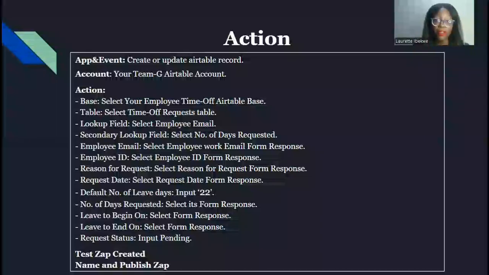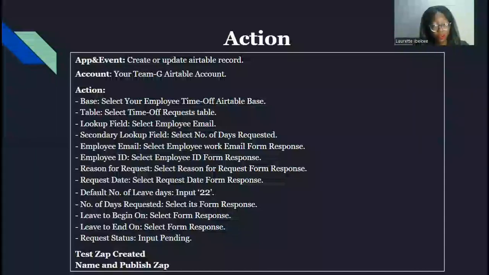You select the lookup field, and the lookup field should be a primary field, one that uniquely identifies the data. So you select your employee email, which is the primary field. You select the secondary. You select your employee email, you select the employee ID, you select the reason for request, you select the request date.